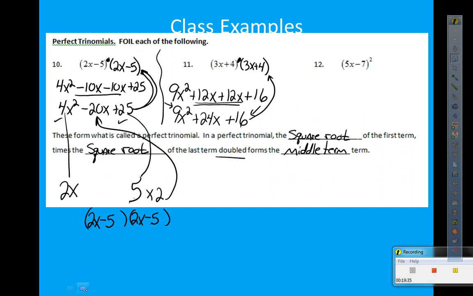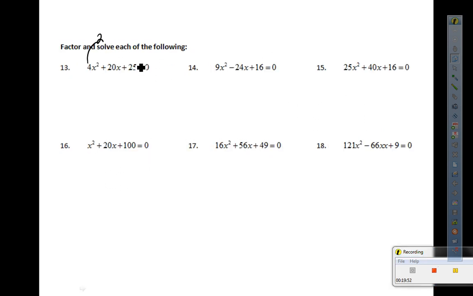Look over on your number 13. Hang with me on these. Here's how you want to try to attack these. As soon as you see numbers that you know the square root of, do you know the square root of 4? The answer is yes. It's 2. Do you know the square root of 25? The answer is yes. It's 5. See if this happens. Does 2 times 5 doubled equal this middle term? 2 times 5 is 10, doubled is 20. If that's the case, it's going to factor just like this.